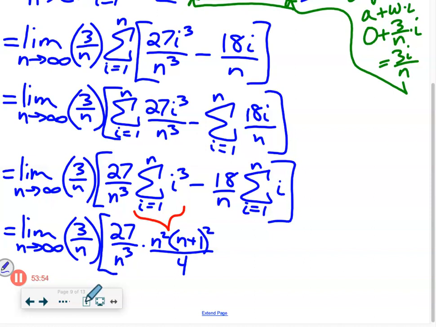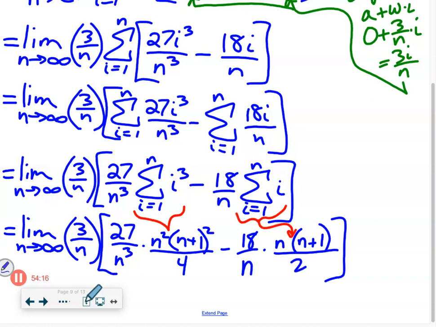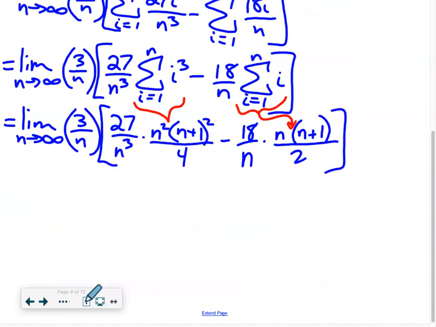Okay. Minus 18 over n times. So now over here we have the sum of i. The sum of i, that's the Gauss formula, n times n plus 1 over 2. Okay. We're good so far, right? We're crushing it. Okay. Now some of you might be tempted.